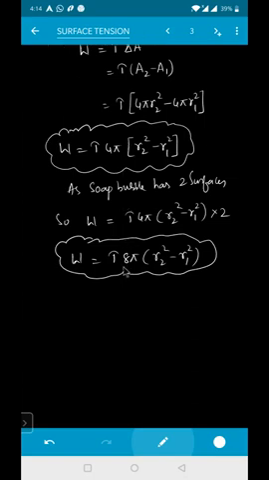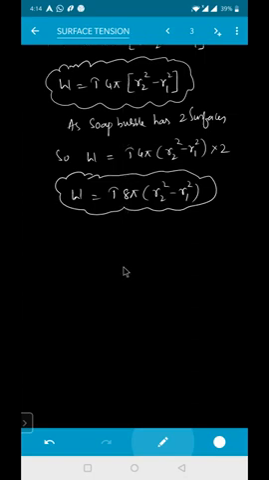So for the soap film, you just multiply it by 2, that will give the answer. If it is a drop, the answer will be equal to this one. This is for a single drop. So if a drop is increased from R1 to R2, then work done will be equal to T into 4 pi into R2 square minus R1 square. If it is a soap bubble, it will be 8 pi into T into R2 square minus R1 square. Is it clear? Next one.